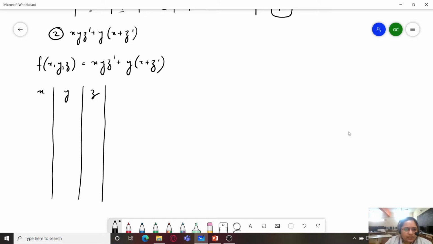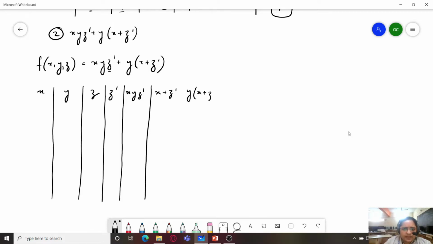And here also we need only z dash, so we will only find out z dash. Students, remember one thing, do not unnecessarily derive any column which is not needed. Like x dash, y dash is not needed in this expression, so we don't need to find them. Okay, next is an AND operation between the three, x, y and z dash, and we need x plus z dash. Then we need y into x plus z dash, and then finally we need the combination of all.